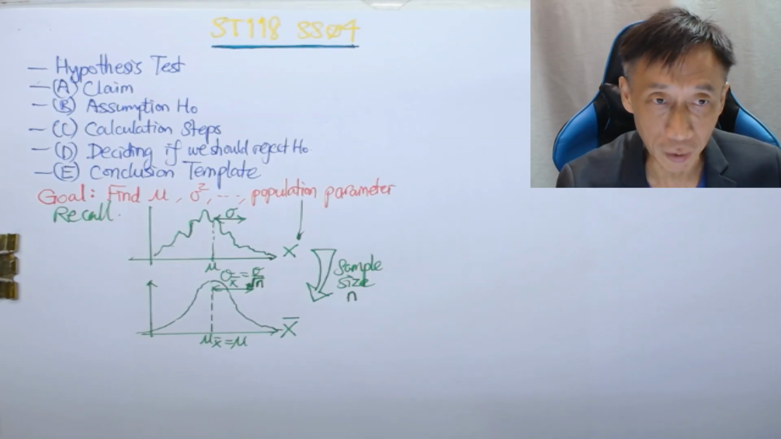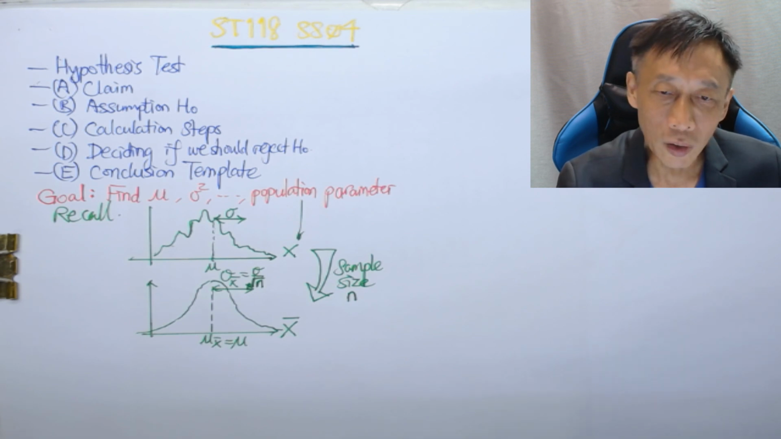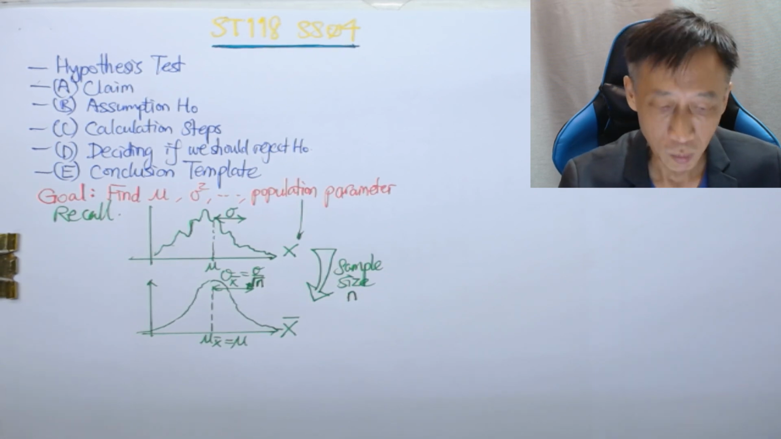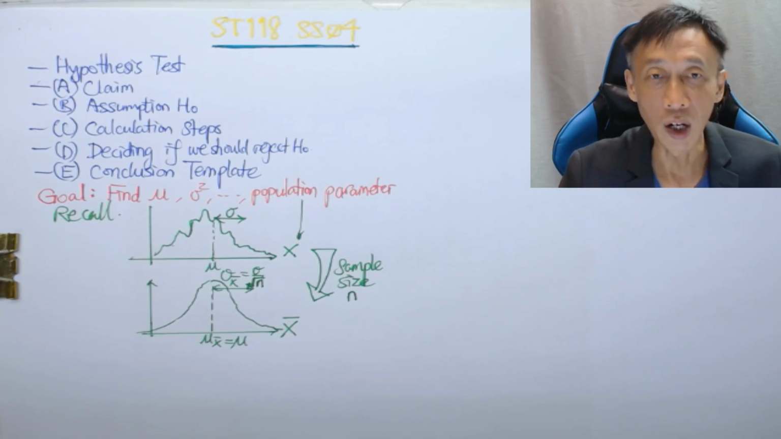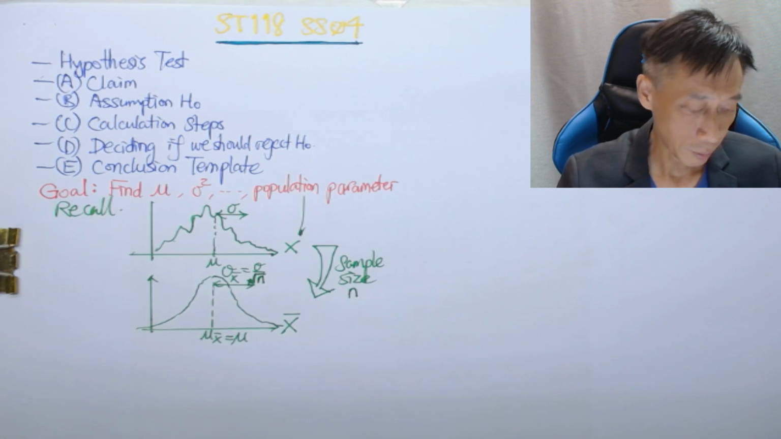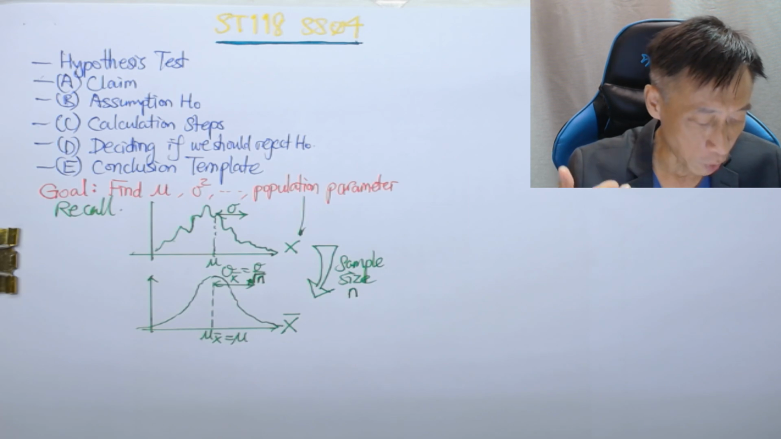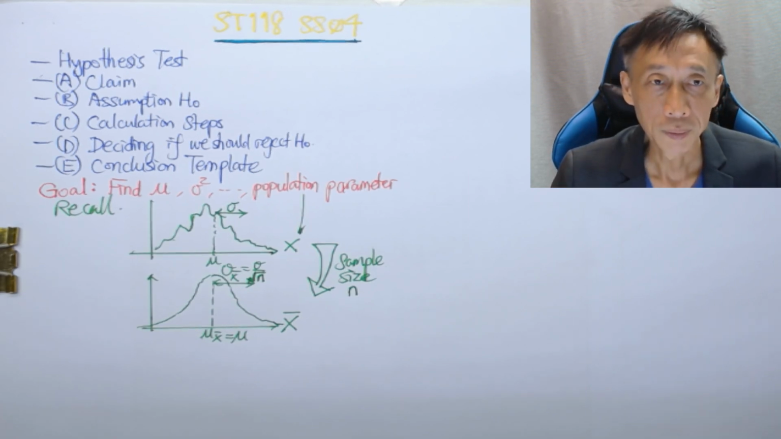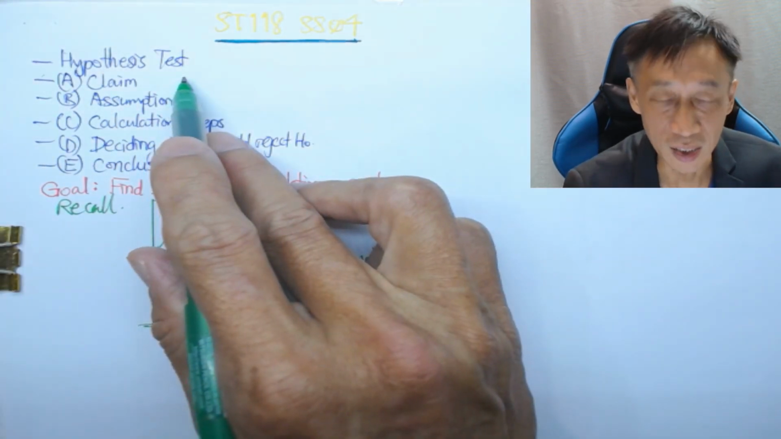We don't have a specific range. We don't have a number for mu. All we can conclude at the end of a hypothesis test is a categorization of mu. So the output of hypothesis test is: is mu greater than a particular number that we guess? Is mu less than a particular number that we guess? Or is mu statistically equal to a particular number that we guess? That's all. So hypothesis test is like a categorization exercise.